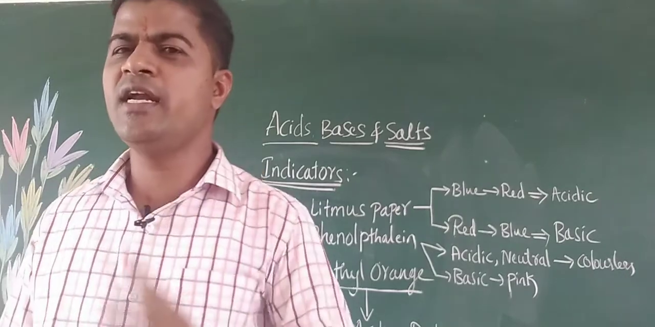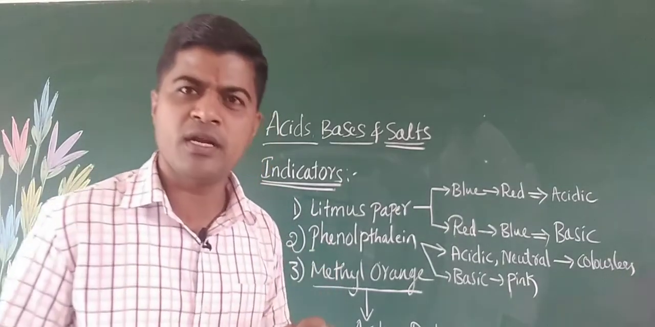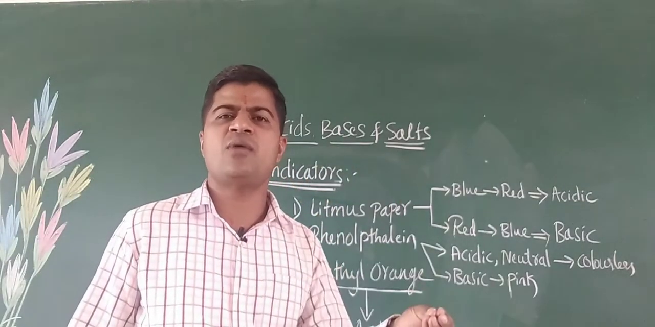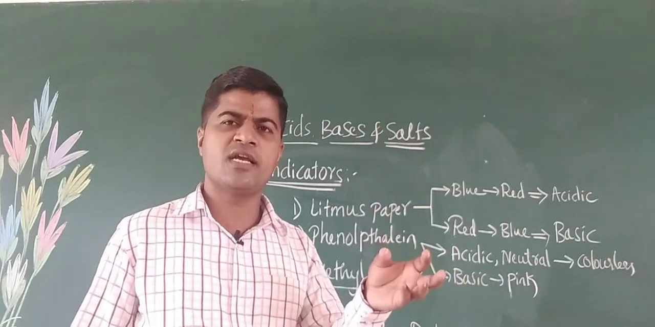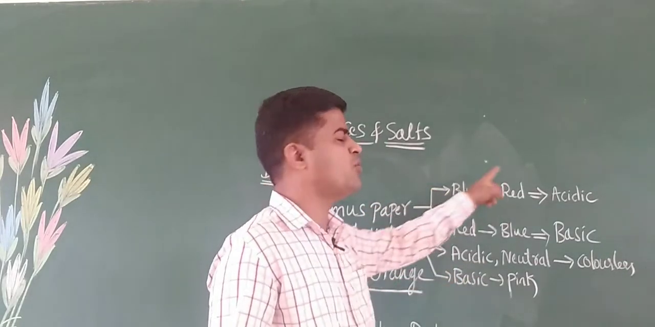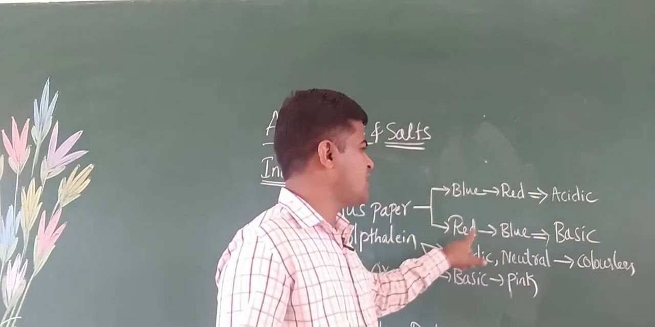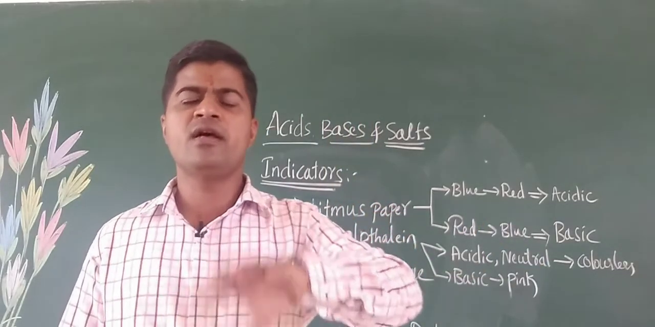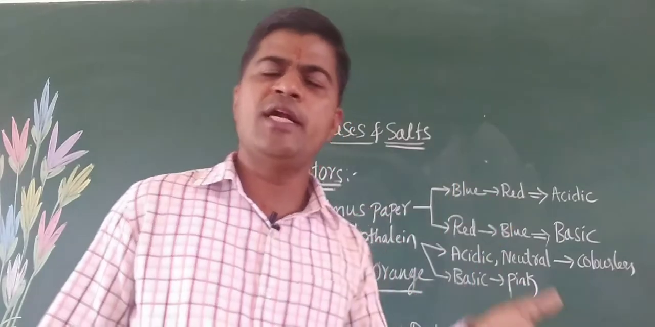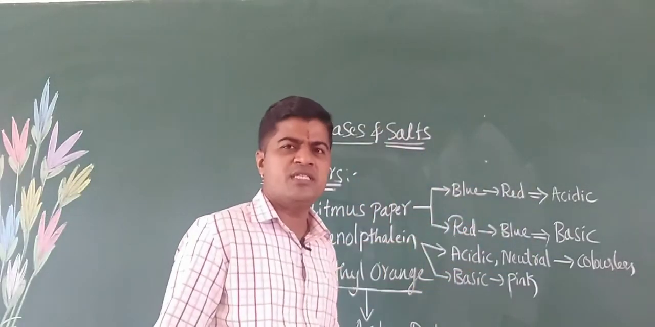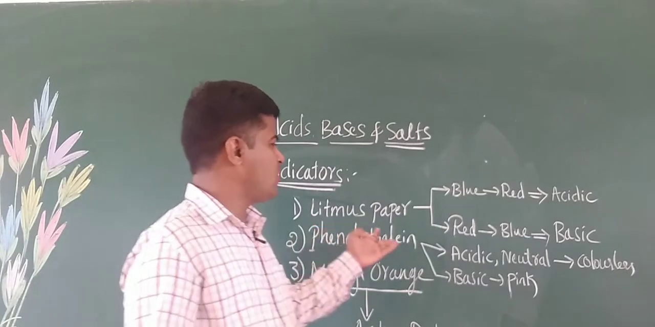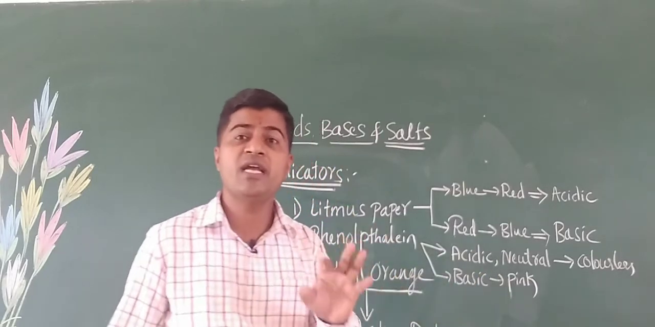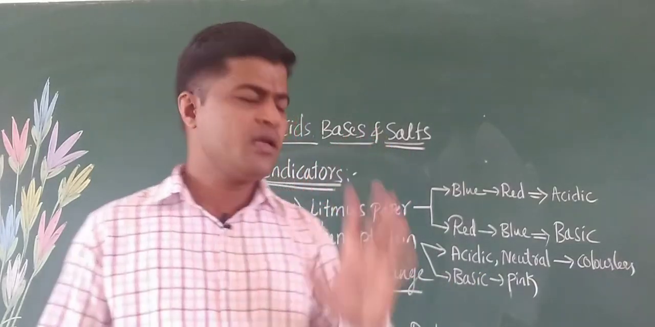So we have discussed three indicators. One is litmus, second is phenolphthalein, third is methyl orange. Litmus, if it is added to the sample which is acidic in nature, it is going to change blue litmus to red. If it is added to a base, it changes red to blue. Blue to red, the sample is acidic in nature. Red to blue, the sample is basic in nature. Phenolphthalein, in acidic and neutral, it is colorless. In basic, it is pink in color.